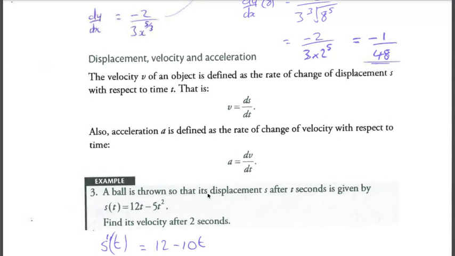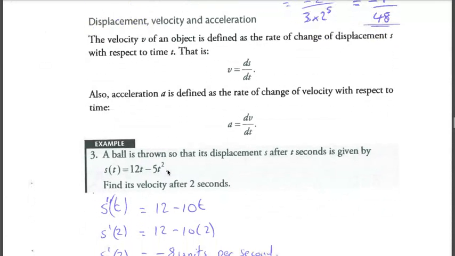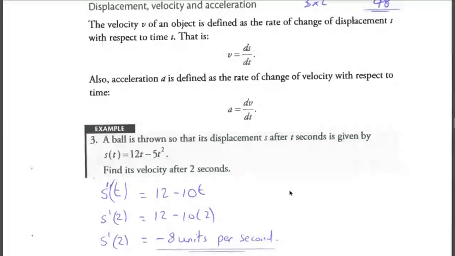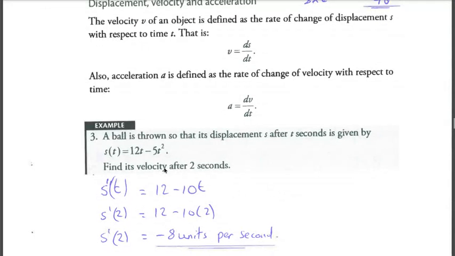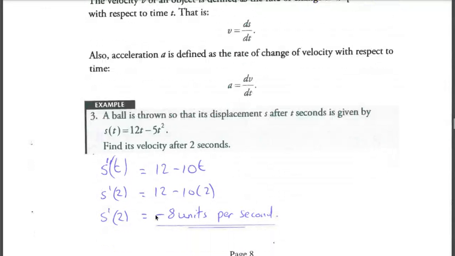Okay, so a ball is thrown so that its displacement s after t seconds is given by s(t). So basically, we're throwing the ball up in the air and it's coming back down towards us. Find its velocity after 2 seconds. So differentiate and substitute in 2. So it'd be negative 8 units per second. If we were asked for a context to that, assuming we're throwing the ball up in the air, it would be falling back towards Earth, or falling back towards us, at negative 8 units per second.